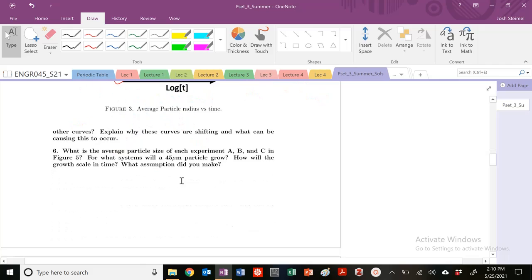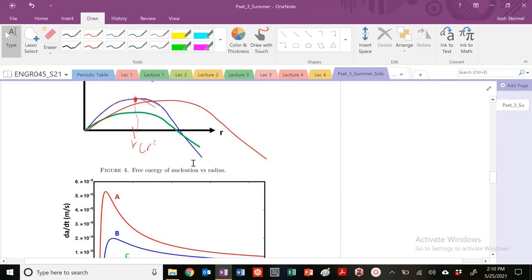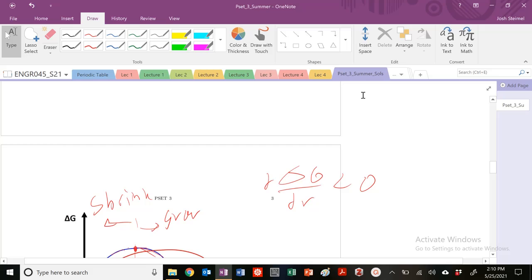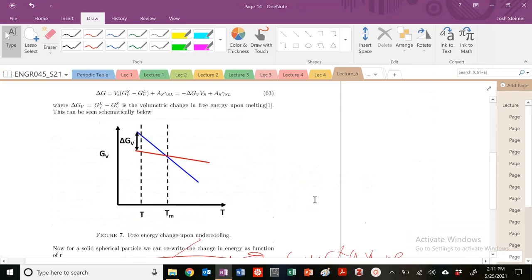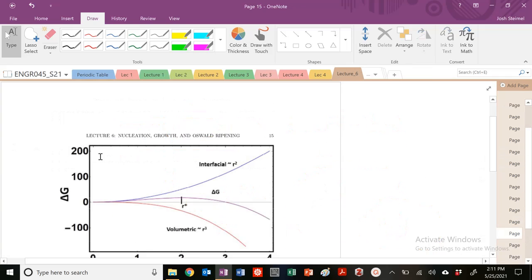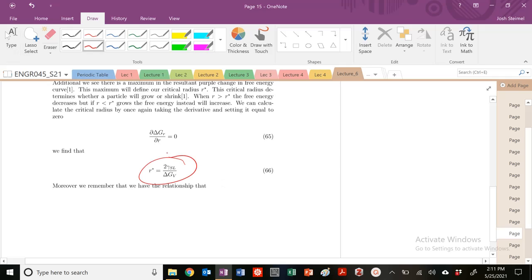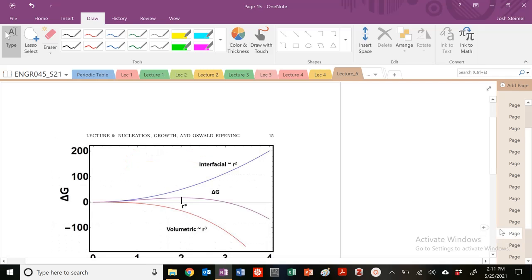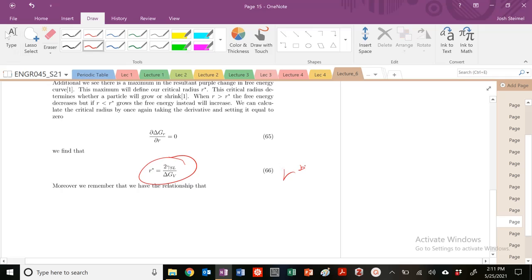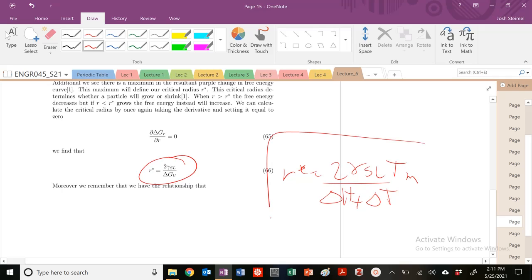What is happening with the other curves? Explain why these curves are shifting and what can happen. If we go back to lecture 6, we have an expression for R crit. We also have to remember that delta GV is a function of undercooling, so we can plug this back in. R star is also equal to 2 gamma SL over delta HF, delta T, with Tm on top.